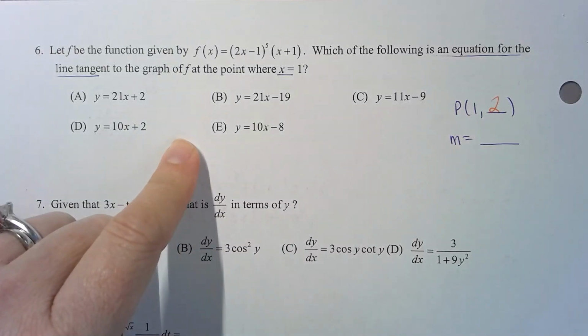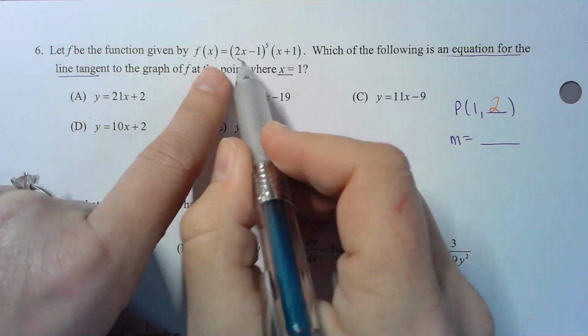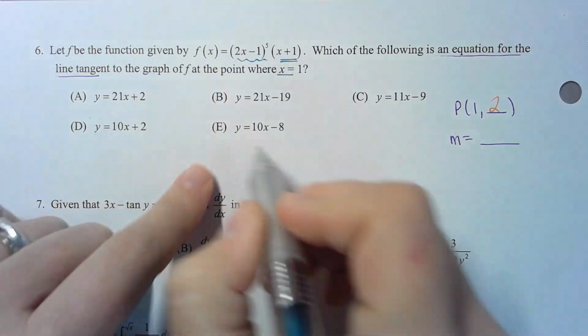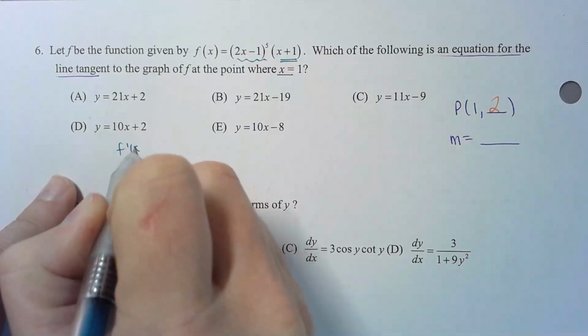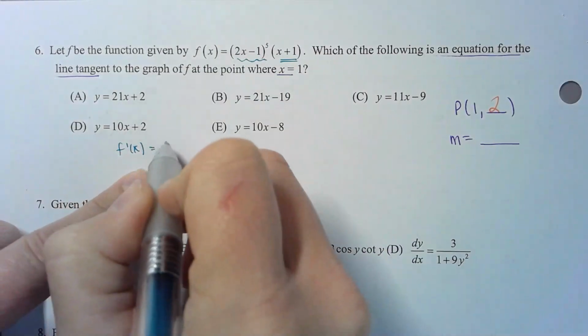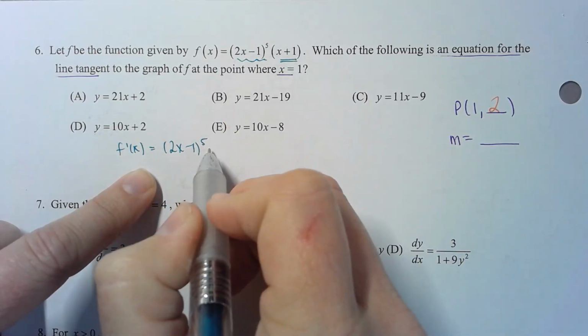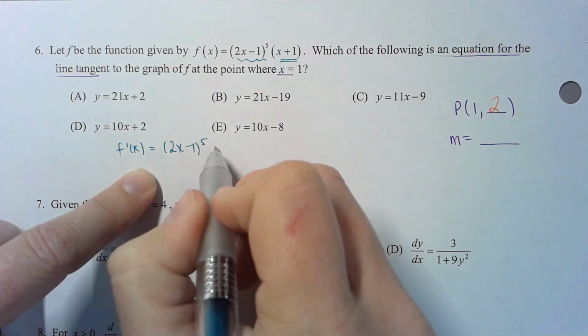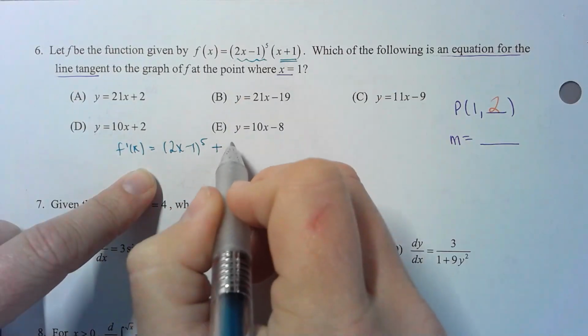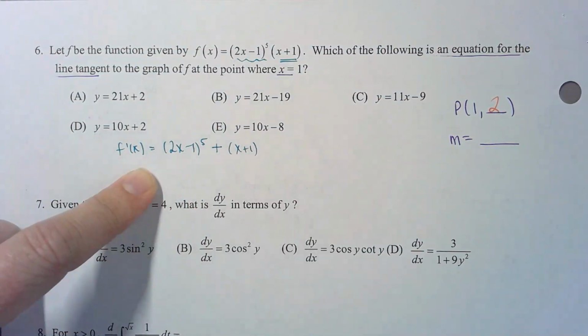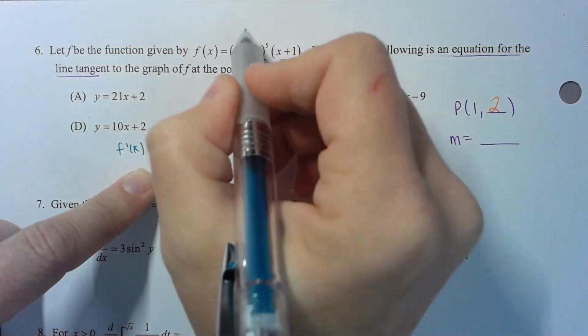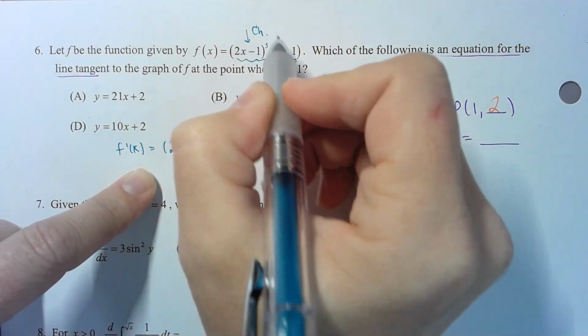Slope comes from the derivative. Oh, we get to use the product rule. I'll come over here. So here we go. I've got the first, which is 2x minus 1 to the 5th, times the derivative of the second, which is 1, plus the second, which is x plus 1, times the derivative of the first, which is chain rule.